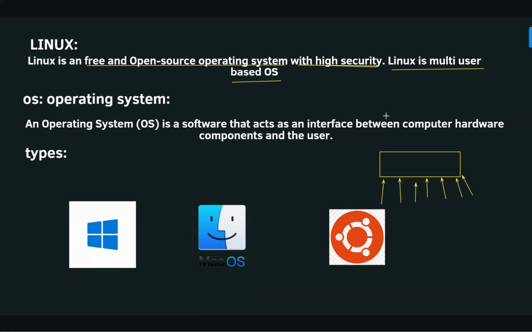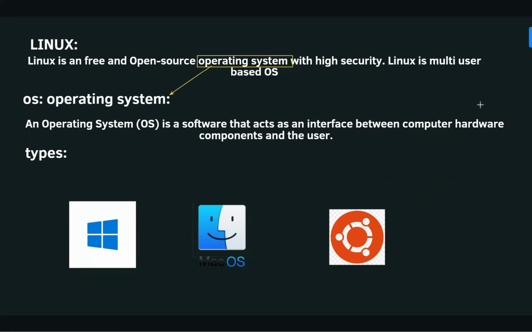Next. So after this, what are we having? So we have highlighted one point here, right? So what was that? Operating system. So what exactly is the meaning of operating system here? An operating system is a software that acts as an interface between computer hardware components and the user. That's what we have discussed, right?